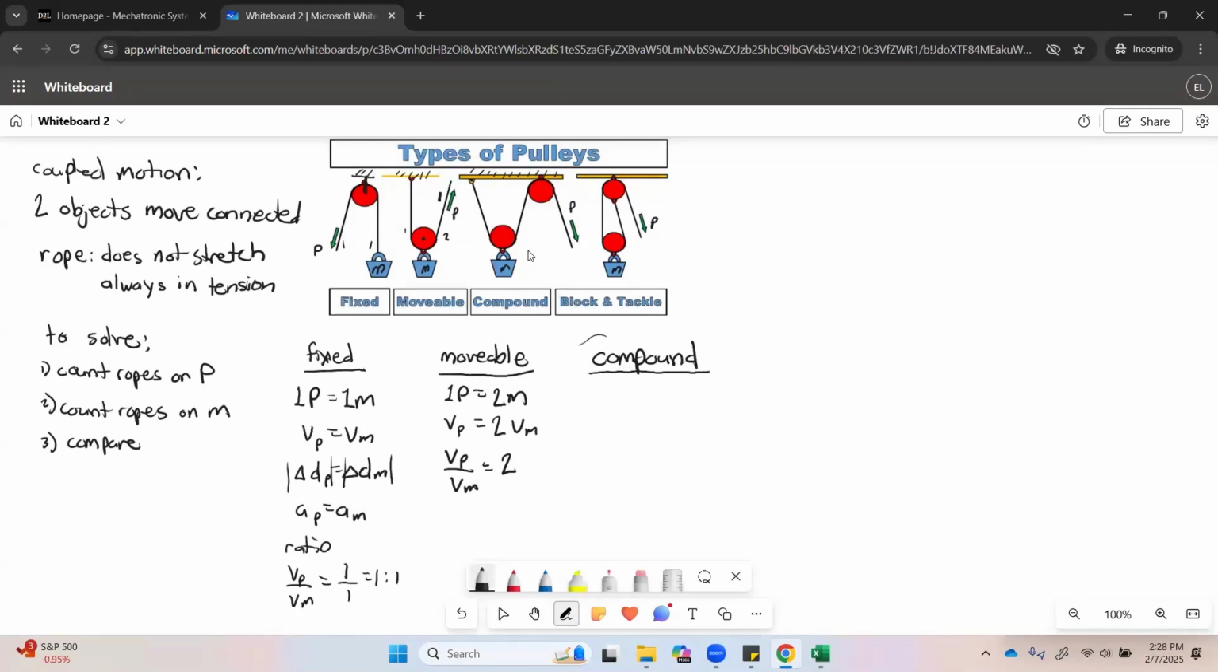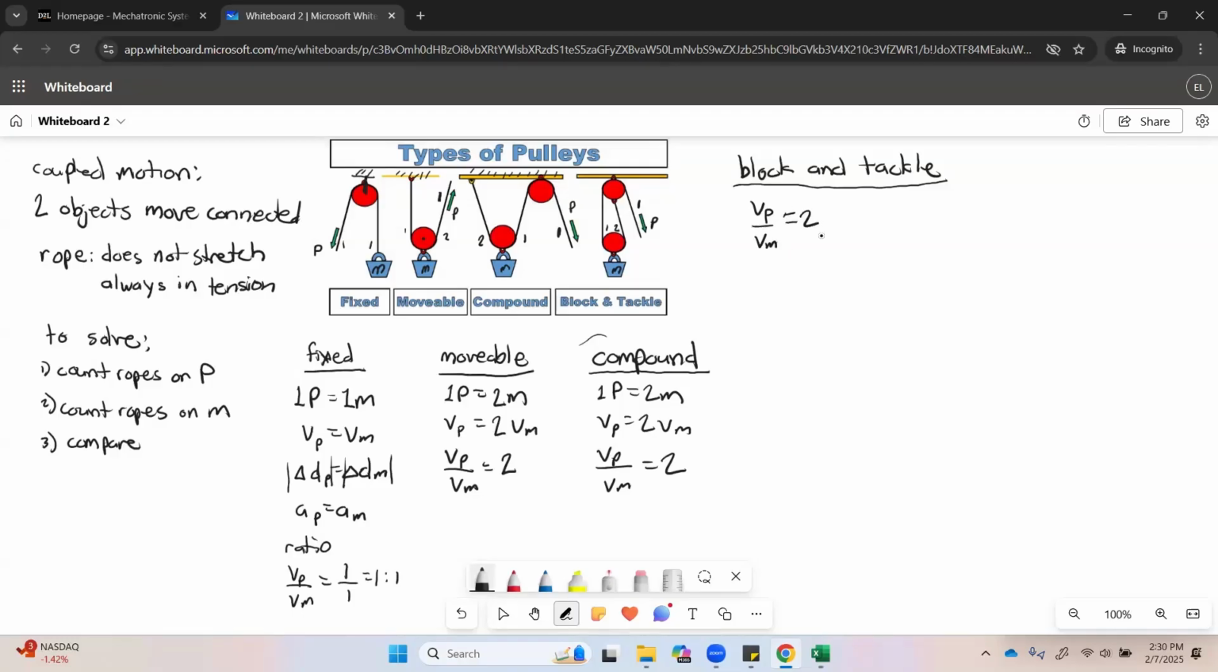Then on the compound, we've got 1 rope here on P. And then we've got 2 ropes here on M. So 1P equals 2M. That's exactly the same as what we had before. So VP equals 2VM, and VP over VM, mechanical advantage, is 2. The block and tackle is exactly the same as the other 2 we just did. So we have 1 rope here pulling on P. We have 1, 2 ropes pulling up on M. So VP over VM equals 2.